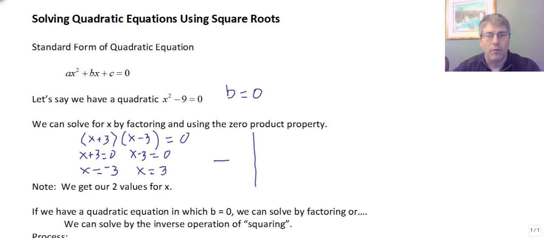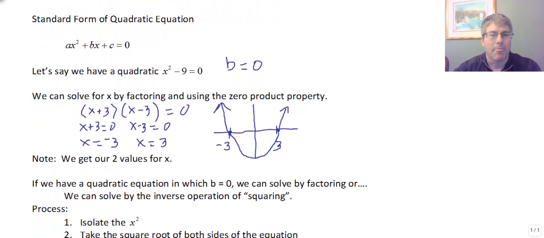And in fact, what we have found here when we factored is the x-intercepts or the roots or the solutions of some particular parabola. Okay, so these are the x-intercepts of the parabola. So every time we factor a quadratic, we are finding the x-intercept. So our parabola might look something like that. So that's something important to keep in mind.